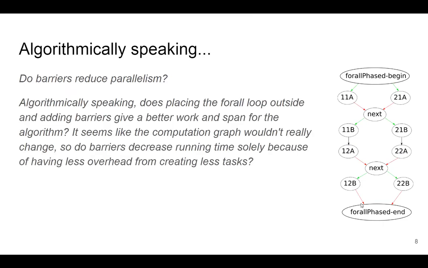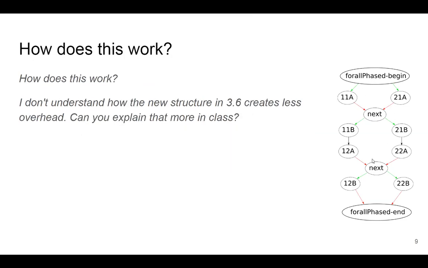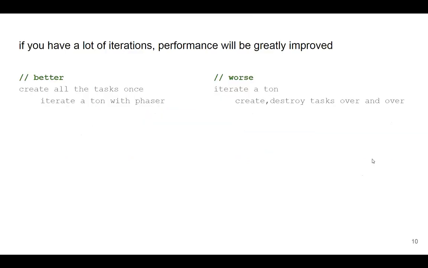Algorithmically speaking, in many ways they're the same, they produce the same computation graph-ish, I would say. The phaser next has less overhead than the creation and destruction of the forall loops. So the phaser next really has lower overhead, so that's how it's different, but the computation graph that you would draw would look very similar for both of them. Let's talk about how it works.